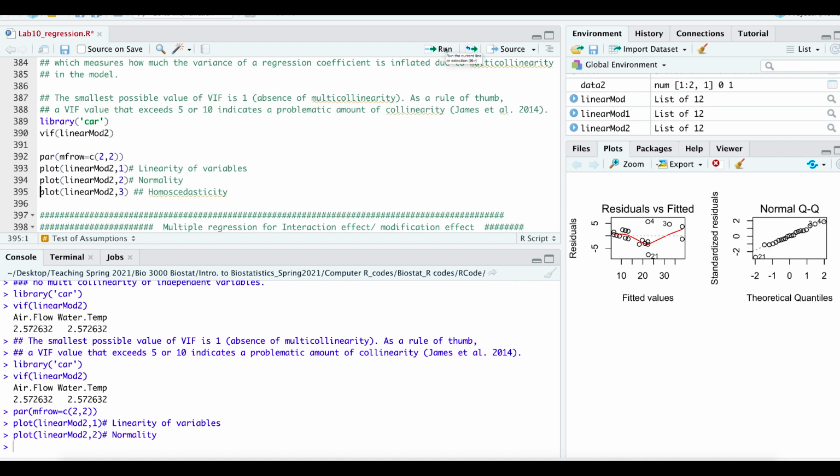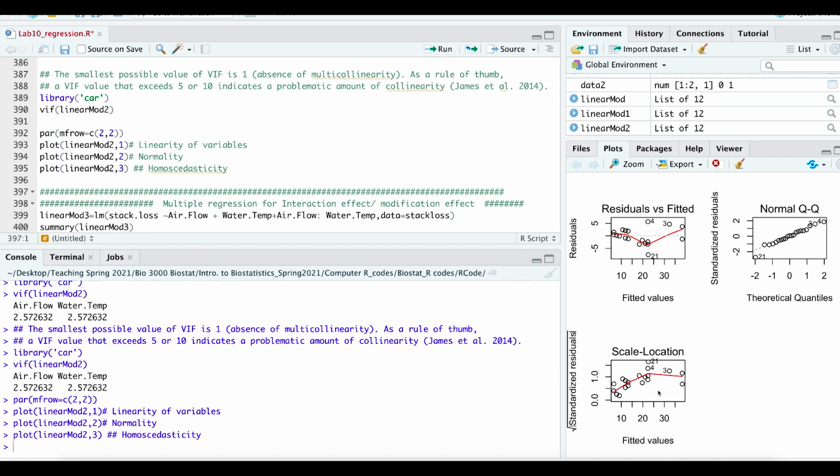And the last one is the homoscedasticity. You see that again it is not increasing or decreasing anywhere. It is not showing a pattern, and the data are almost equally scattered everywhere. So I'm assuming that this data set does not violate the assumptions.